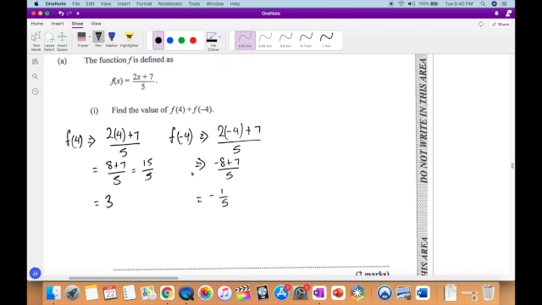So therefore, f(4), notice the statements, plus f(-4) implies 3, you notice I write the 3 under the f(4), plus minus 1/5, which is 3 minus 1 on 5 is 2 and 4 on 5.